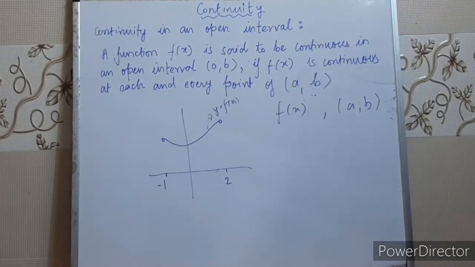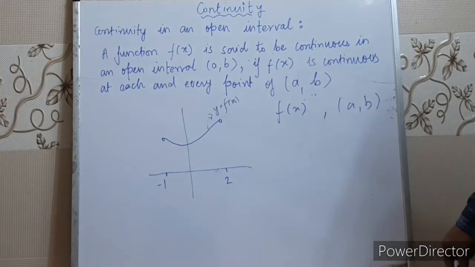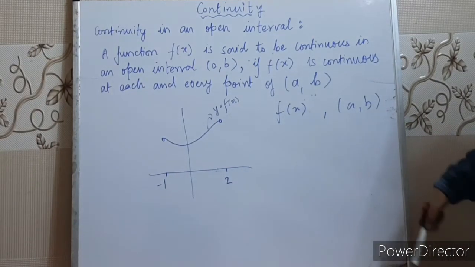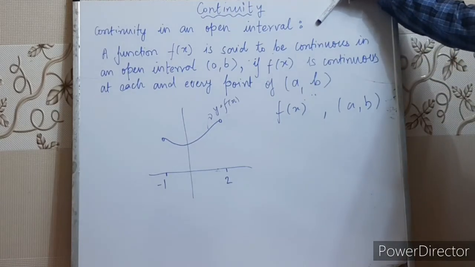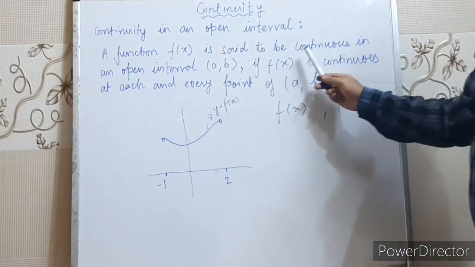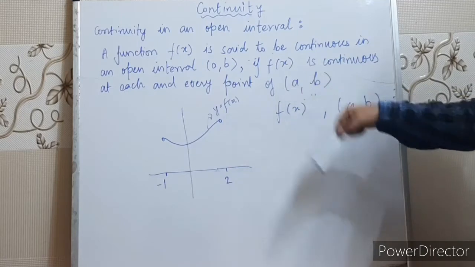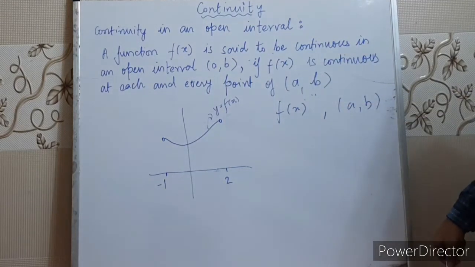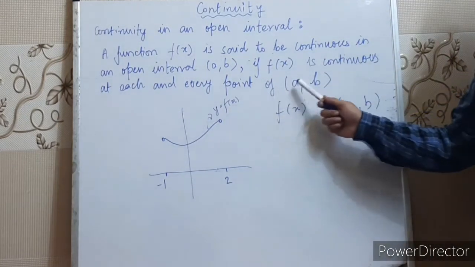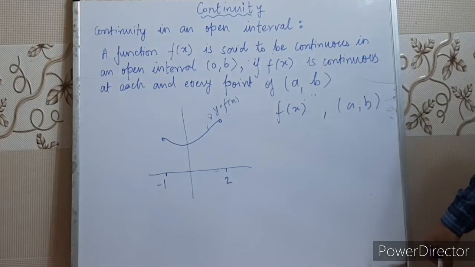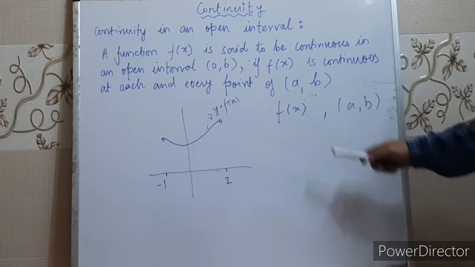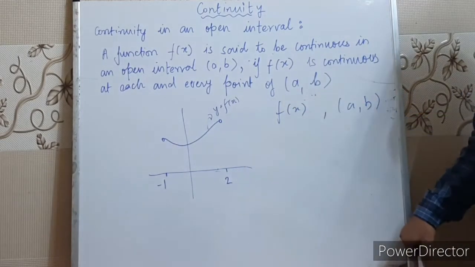Children, next is continuity in an open interval. Now, if we have to check the continuity of a function in an open interval, the function f(x) is said to be continuous in an open interval (a, b) if f(x) is continuous at every point of the open interval (a, b). This means that f(x) must be defined in between a and b.